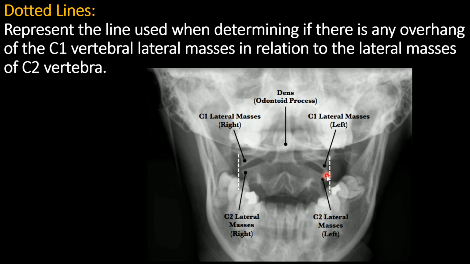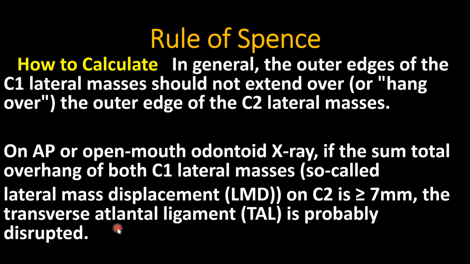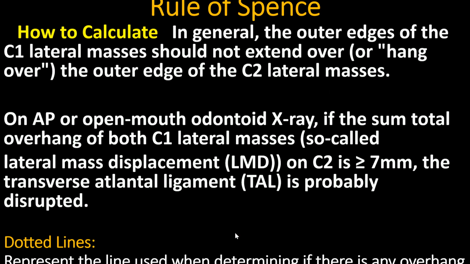If there is hangover, you will find hangover here, C1 over C2, and if it is more than 7 millimeters, the sum of both sides more than 7 millimeters, it is suggestive of transverse ligament disruption.